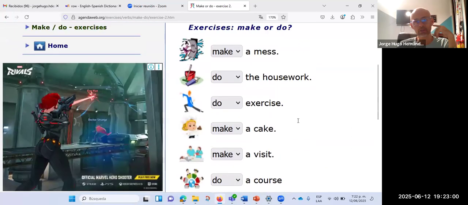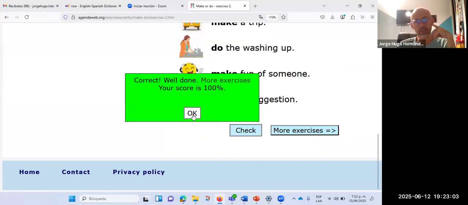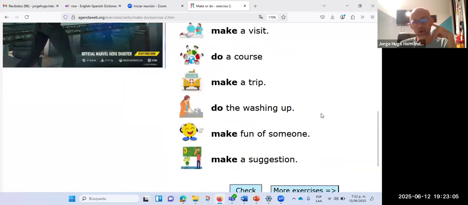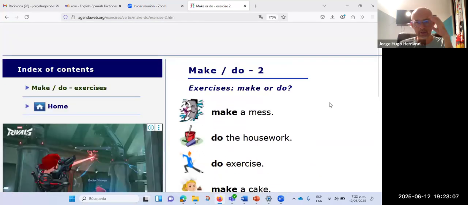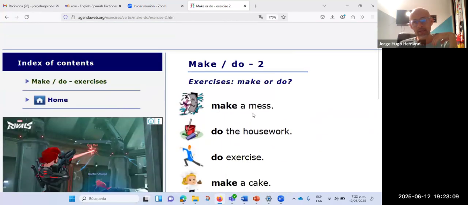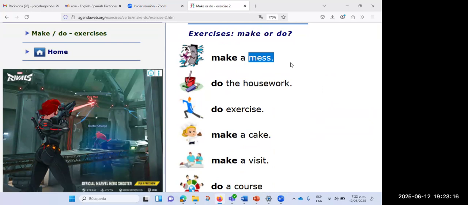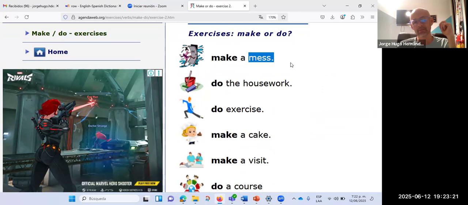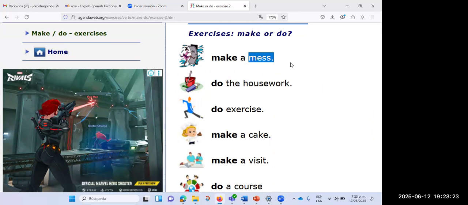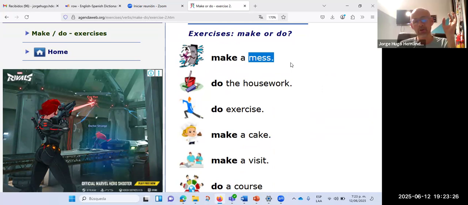Okay, we are going to check out the sentences, and all of them are correct. No? All of them are correct. Make a mess. You know what is a mess, right, Ingrid? Yes. What is the contrary of a mess? Order. Okay, order, organized. And you say my bedroom is a mess. The contrary, my bedroom is organized, is clean.